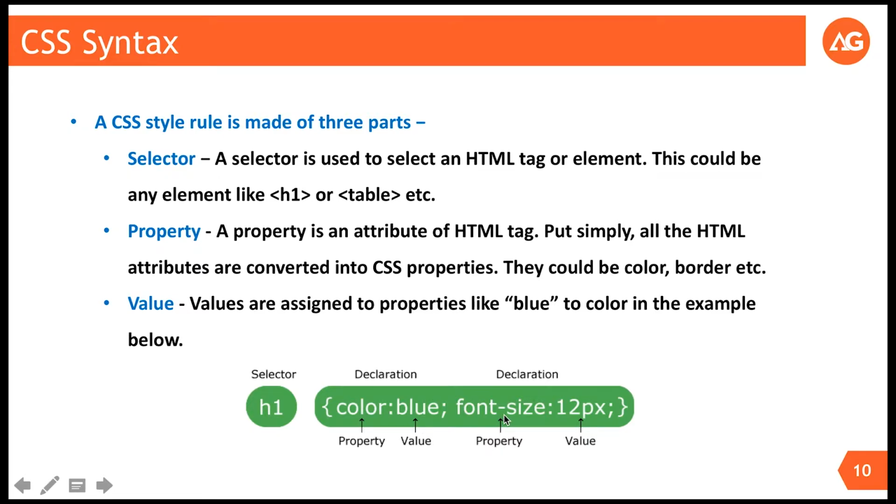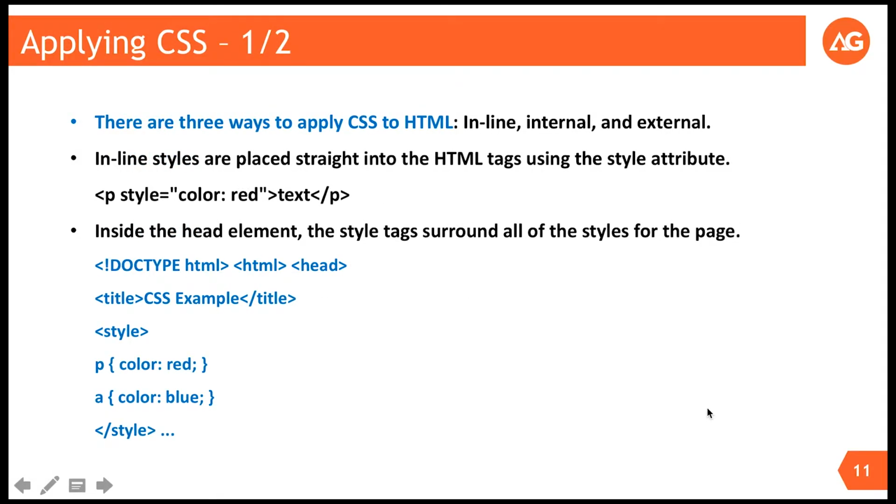Apply a property font size with a value as 12 pixel. So basically, the headings on that HTML page will have font color blue, and the font size will be 12 pixels. The three ways you can apply CSS to HTML page: inline, internal, external. When you talk about inline, you are applying within the HTML element itself. Internal, inside the head tag.